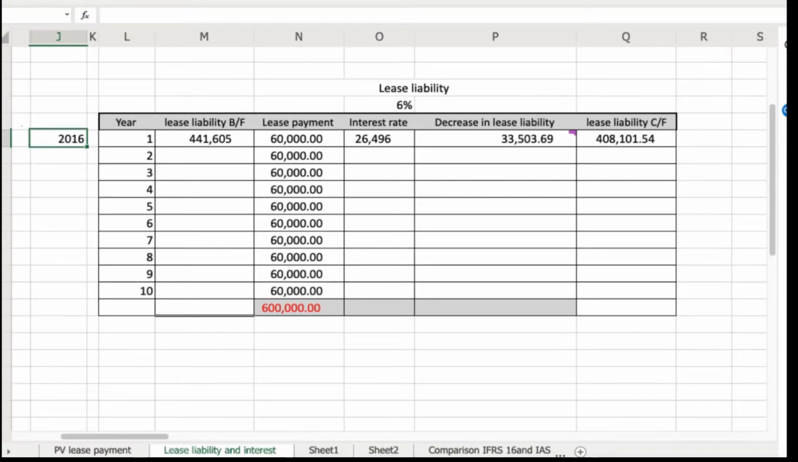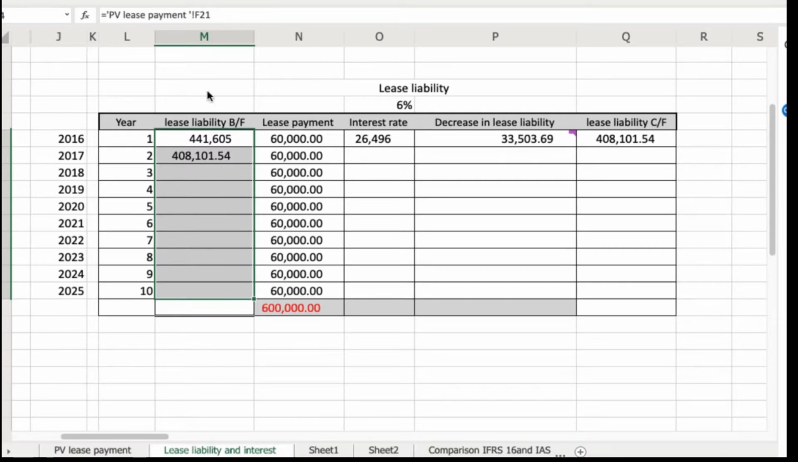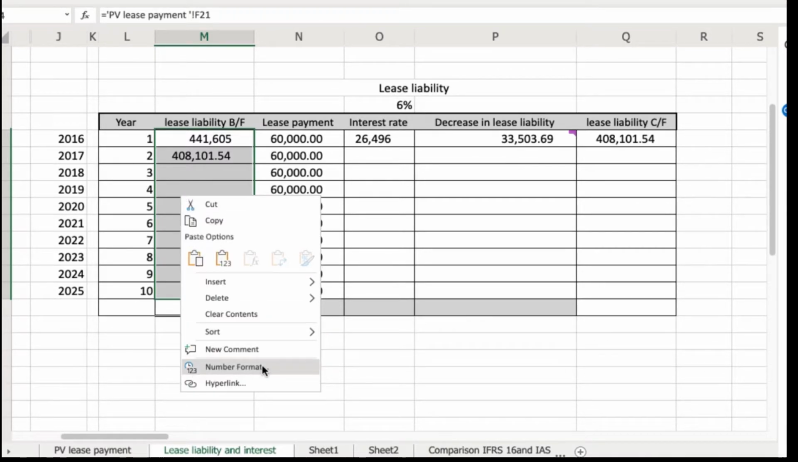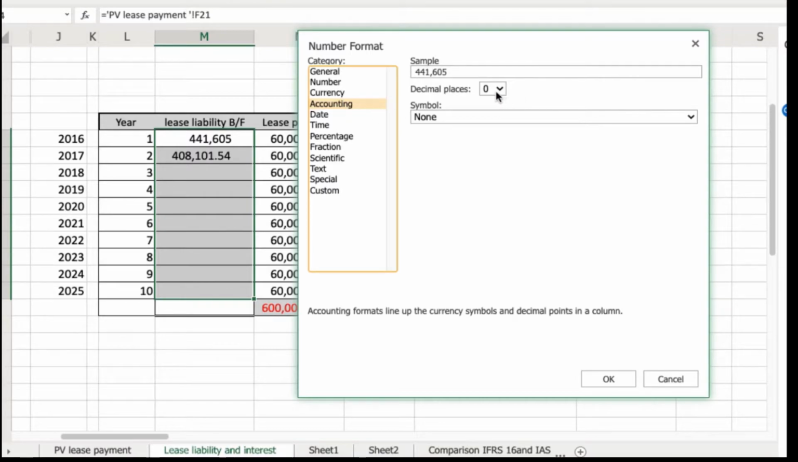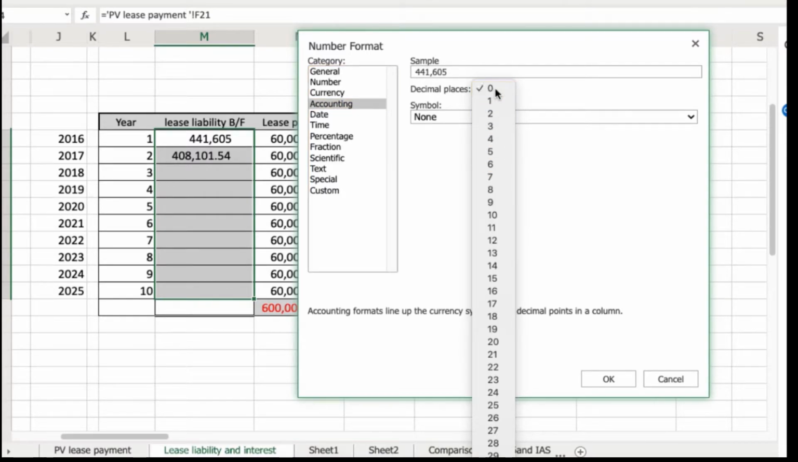in the opening year, this 2016, 2017, so the closing balance for 2016 is going to be the opening balance for 2017. So equal this amount. Let me make this without rounding.